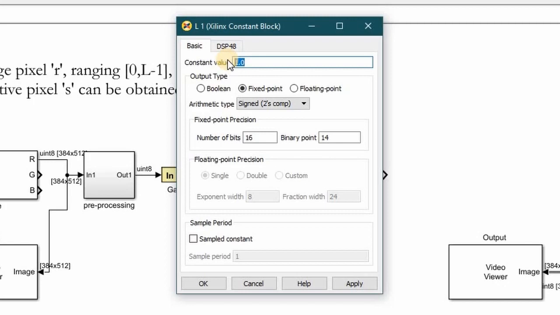L equal to 2 power 8 equal to 256, minus 1 equal to 255. So the constant value is 255, and this is unsigned 8 and 0. The sample period is ST. Okay.